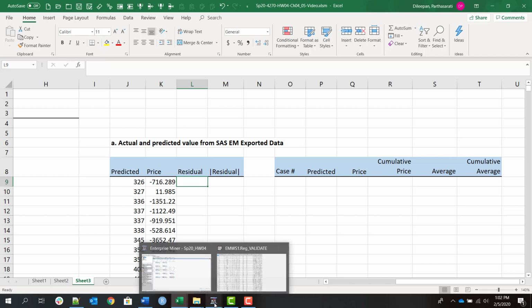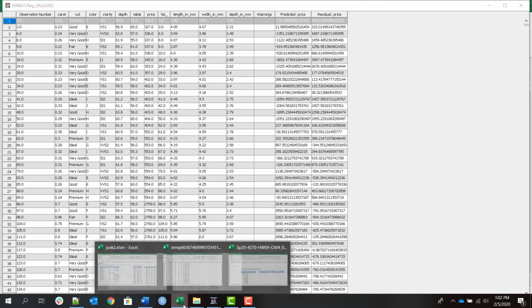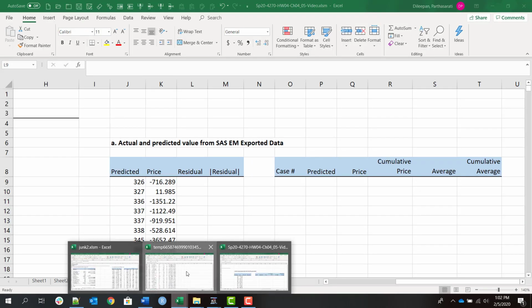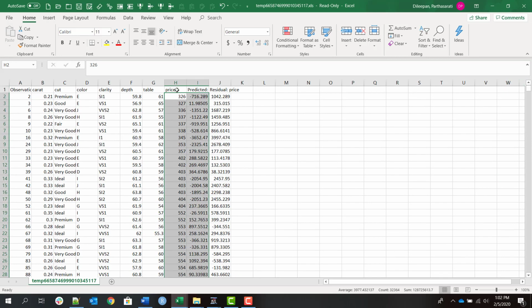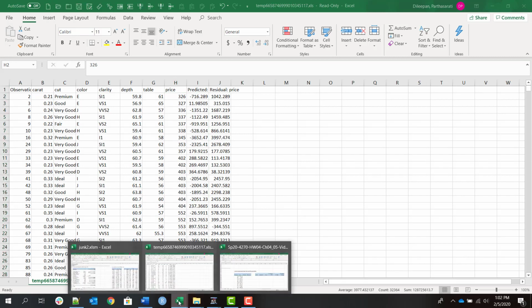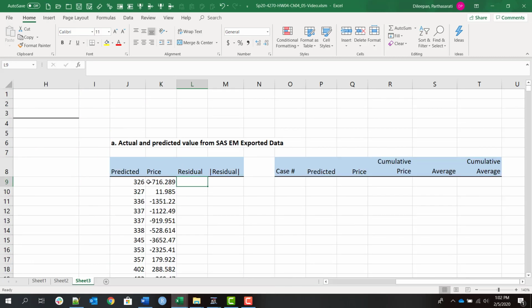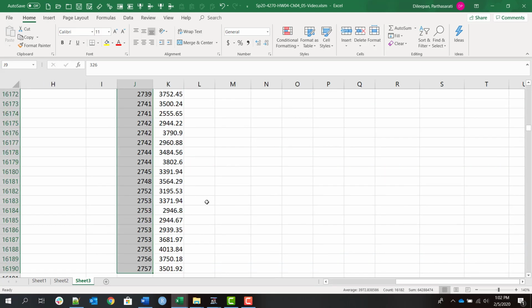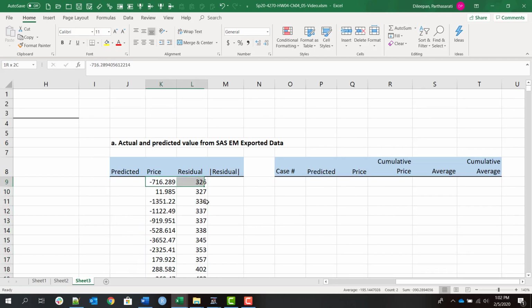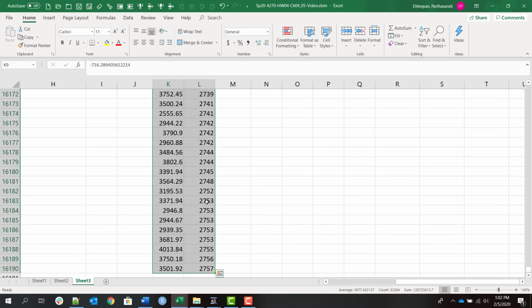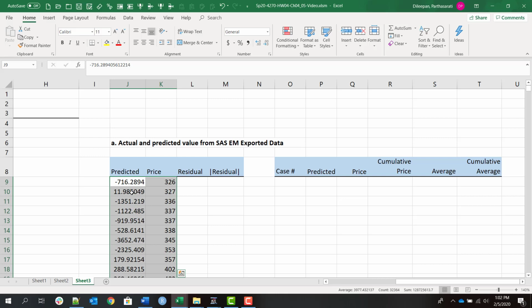these are in, okay. So we have actual and predicted. So first is actual, so I need to interchange these two. Okay, so that's predicted, this is price. This is the actual. So you have to pay attention to these.